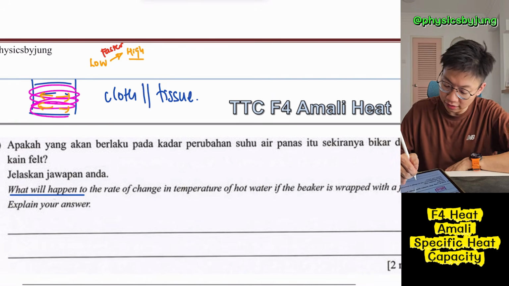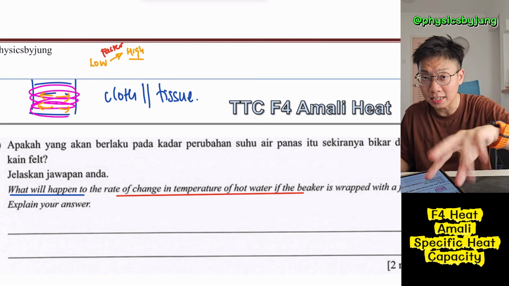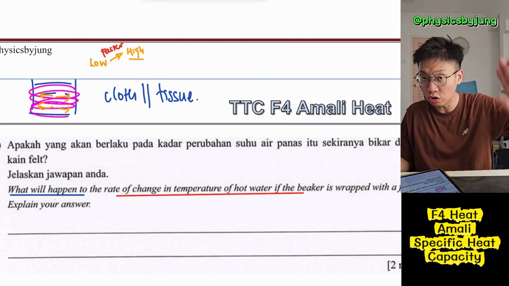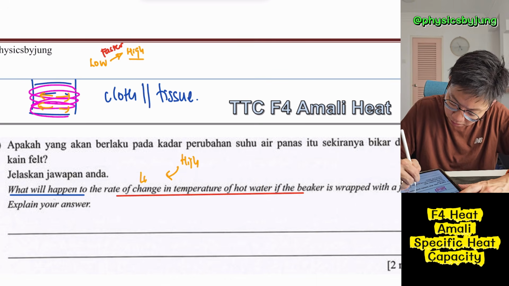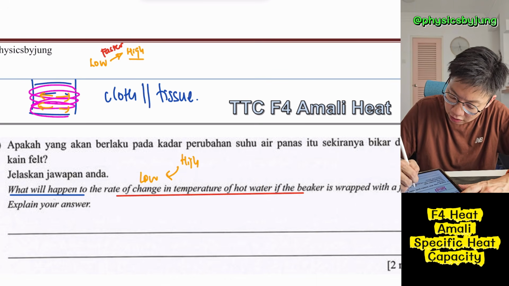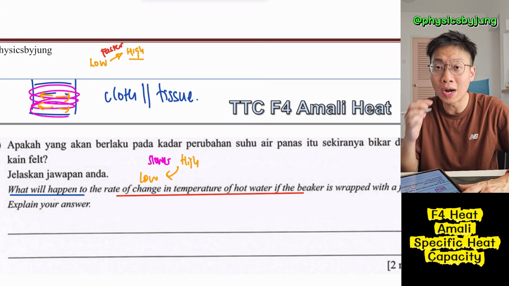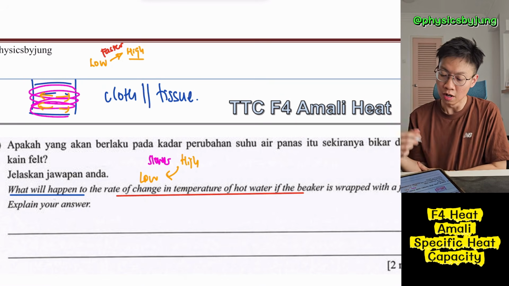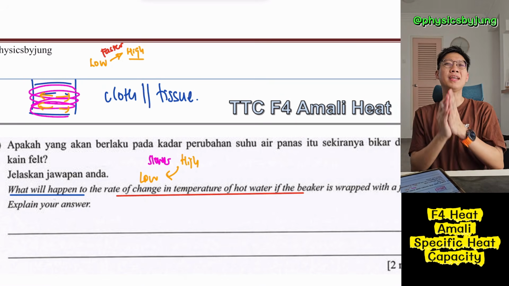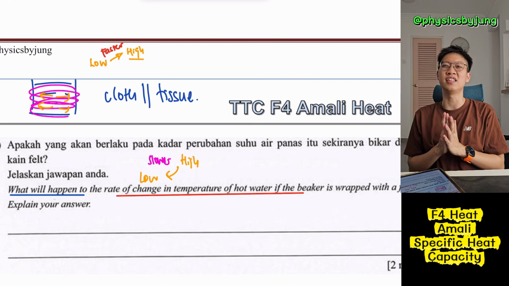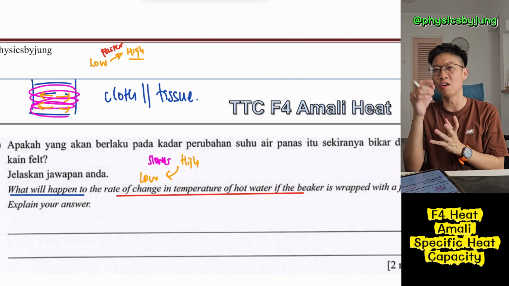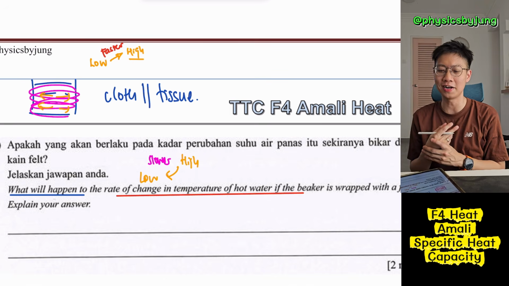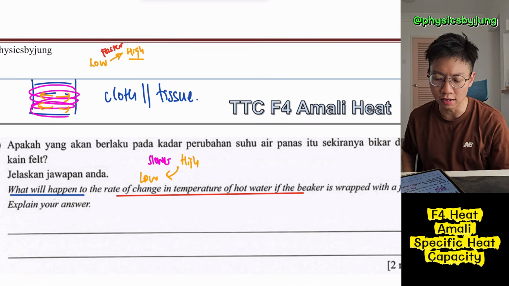But for this one, your rate of change in temperature, because this is experiment number 2, this one is heat loss to surrounding. If you go from high to low, it means your heat loss will be slower. Why? Because you reduce the heat loss to surrounding. So what makes this experiment slightly more tricky is you have to think whether your experiment is a heating up experiment or a cooling down experiment. So food for thought lah, guys. Just need to think about it.